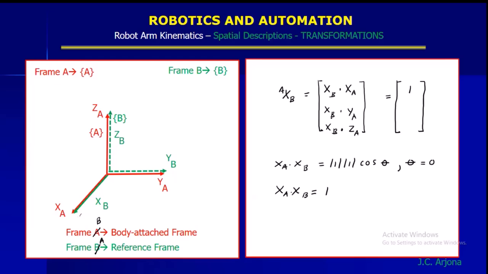How about XB dot YA? You look at the XB and this is the YA. It's 90 degrees. Cosine 90 is 0. How about XB dot ZA? Here is the XB again and this is the ZA, 90 degrees. So cosine 90 is 0. Okay, so this is for the dot product of the XB to A.